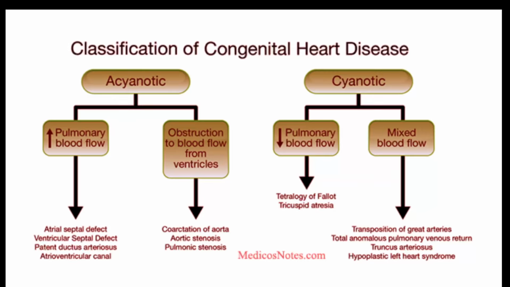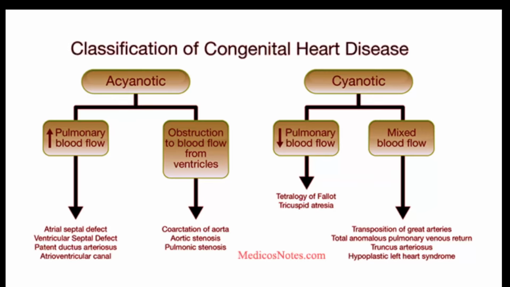Now, cyanotic lesions, these can again only have decreased pulmonary blood flow or mixed pulmonary blood flow. If you had an increase in pulmonary blood flow, you by definition cannot be cyanotic generally. So what are the lesions that are cyanotic, that have got a decreased pulmonary blood flow? Well, by far the most important lesion that you need to understand in the cyanotics is tetralogy of Fallot. And then the next one is tricuspid atresia.